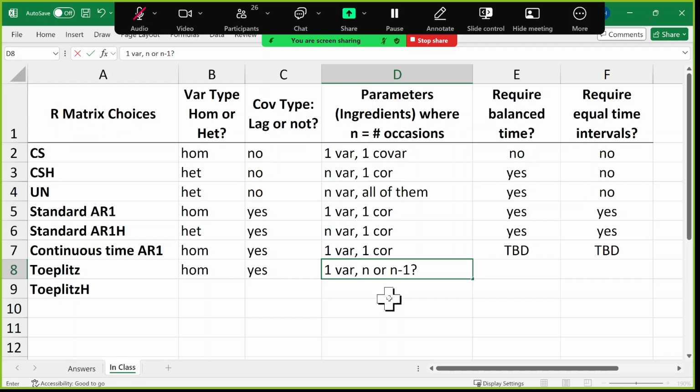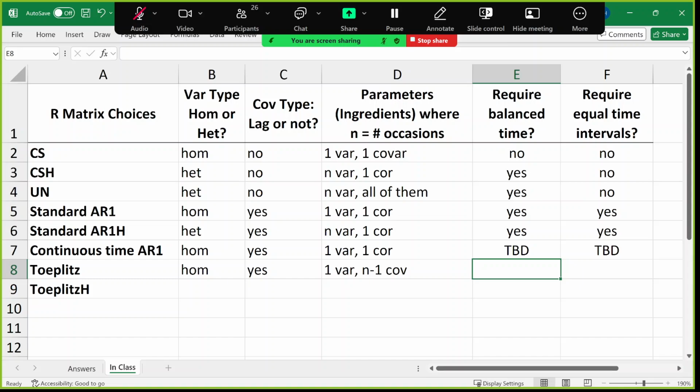N or n minus 1, the total would be n, right? Yeah, because if we have 1 plus n minus 1 is n at the end. So yes. Now, given that we have homogeneous variances, do you think that we need balance time? Homogeneous variance in the diagonal, do we need balance time? Yes, I would say no. However, Lisa, can you update this answer? Because 2 years ago, we knew that no software could do this. So we had to use a toplets structure with balance time. So maybe this is an interesting update.